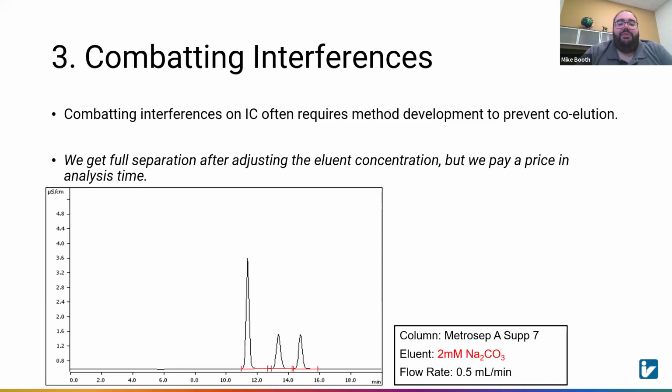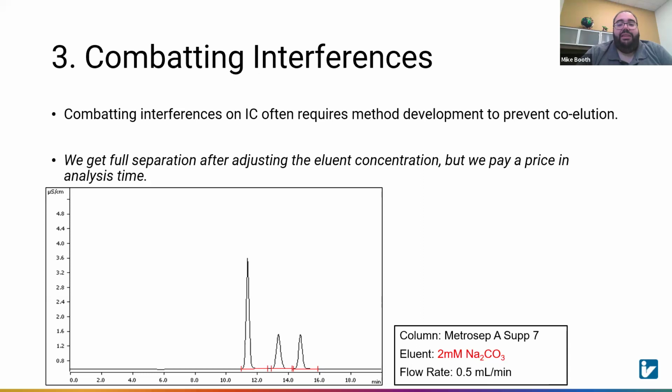So we went ahead and changed the eluent concentration from 15 millimolar carb to 2 millimolar carb. And you see this example now, we have really good separation, but we did have to pay that price in terms of analysis time. So in the previous example at 15 millimolar carb, our analysis time was about 9 minutes. For this run, where everything is nice and fully separated, we're looking at about 16 minutes.